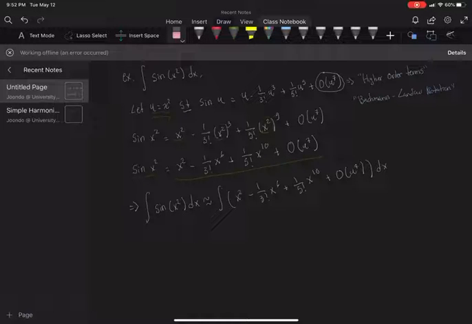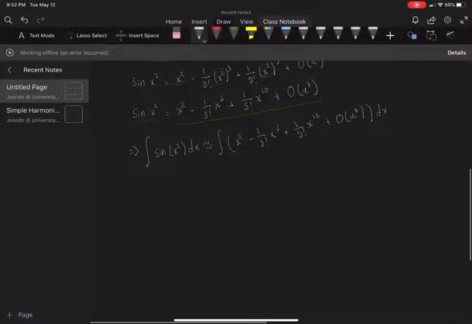I mean, come on. So, evaluating the integral is going to be 1/3 x cubed, minus 1 over 3 factorial times 1/7 x to the 7th power, plus 1 over 5 factorial times 1 over 11 x to the 11th power, and so on, plus higher order terms, and plus c.